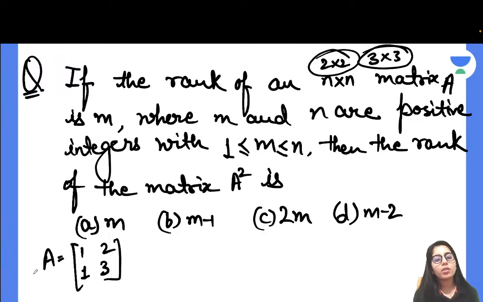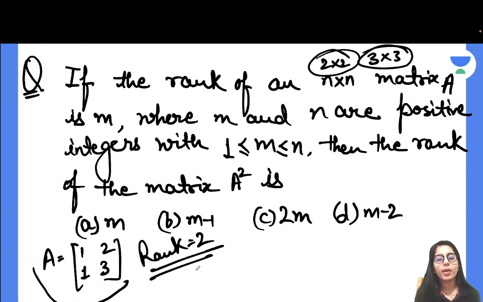So if you check the determinant of this matrix, that's going to be 3 ones are 3 minus 2, that's 1, which is non-zero. So its rank is what? 2, because it is a 2 by 2 order matrix, so n equal to n. Okay, same way I have to check the A square.